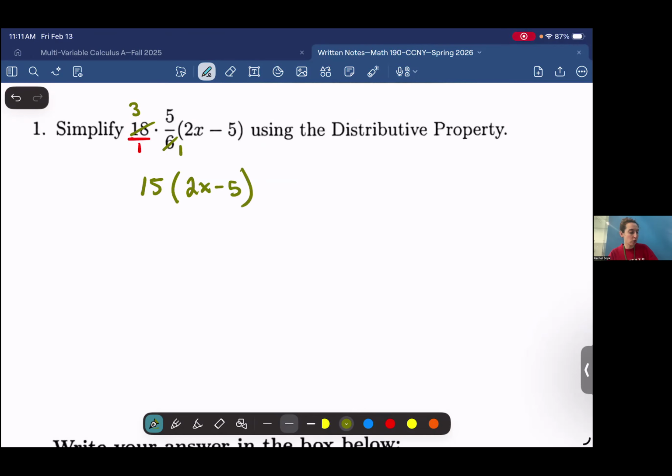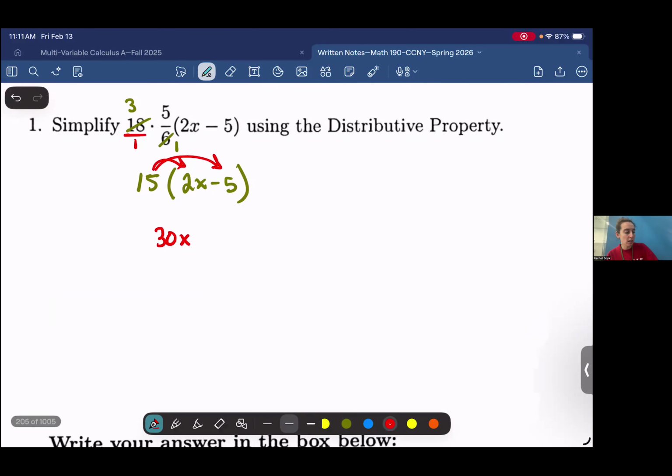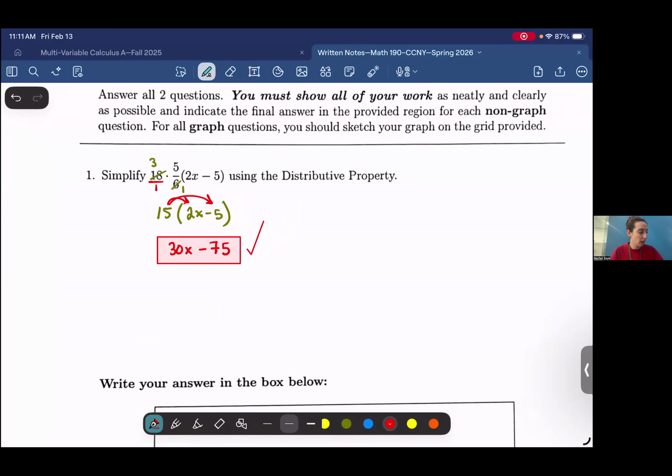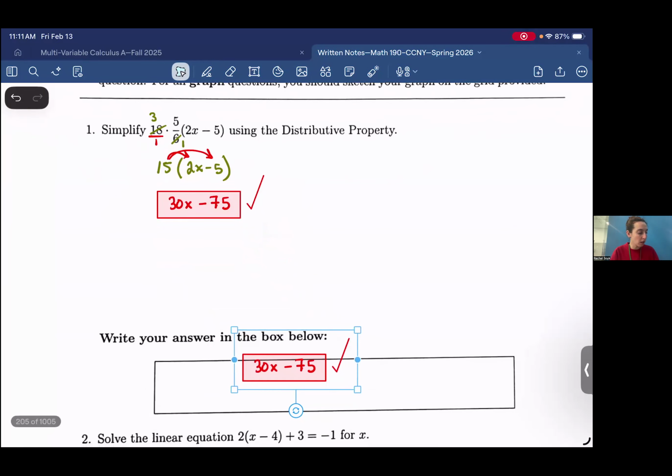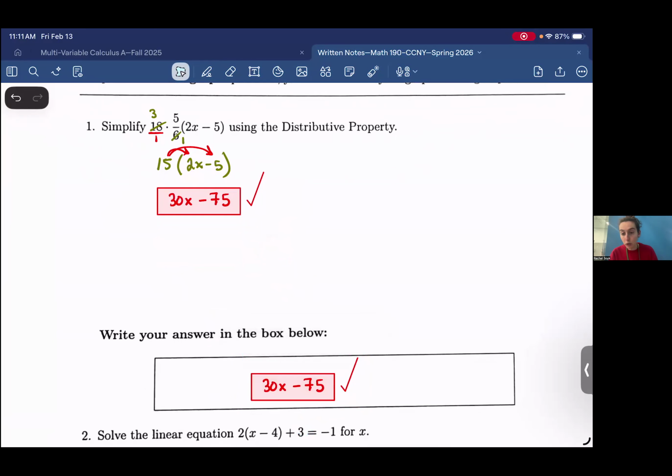Now we can utilize our distributive property when we're dealing with much easier numbers. 15 times 2x gives you 30x. And then 15 times 5, well, 15 times 10 is 150, so 15 times 5 is 75. So our final answer is 30x minus 75. And we're done. Again, we take our final results and we want to put it into that answer box below so that you can obtain full credit for this problem.